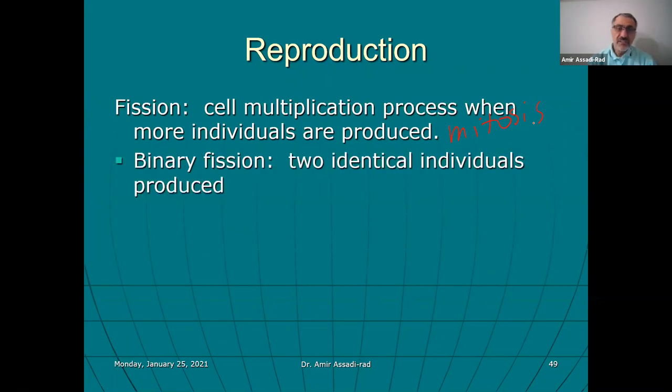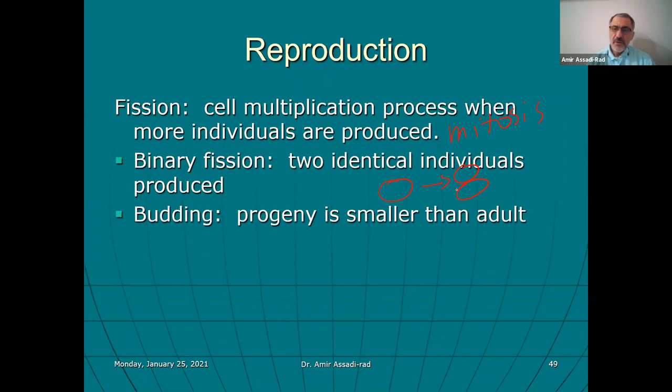So a specific type of fission is called binary fission. Two identical individuals are produced. So when you have one protist and it divides into two, okay, that is called binary fission. Budding, we've seen it in the lab on the microscope with some of the ciliated organisms, you have a huge organism and a small one buds off of it, right? And then this one becomes huge later on. Okay, it's called budding.